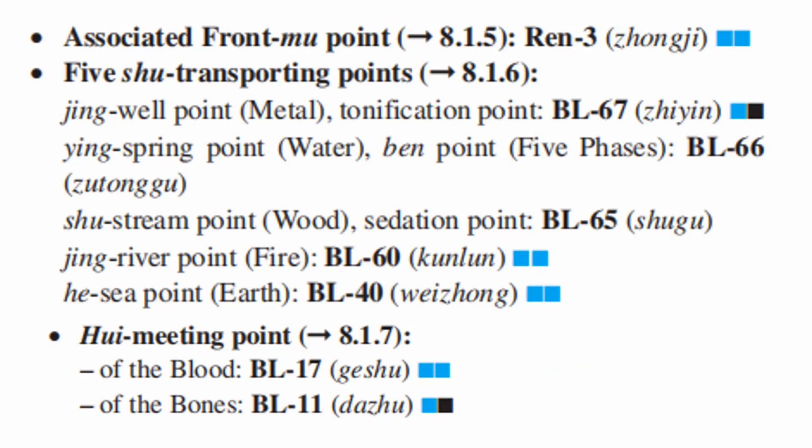5 shu transporting points. Jing well point, metal, tonification point, bladder 67. Ying spring point, water, 5 phases, bladder 66. Shu stream point, wood, sedation point, bladder 65. Jing river point, fire, bladder 60. He sea point, earth, bladder 40.